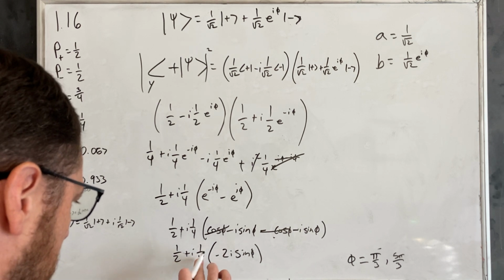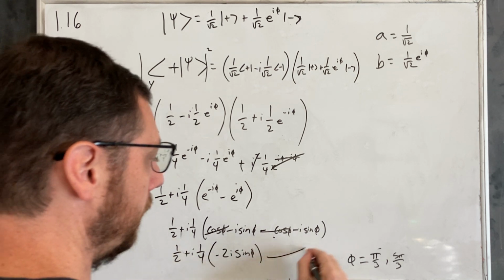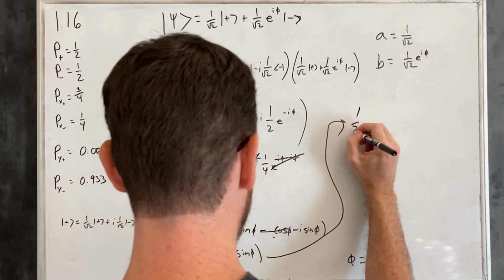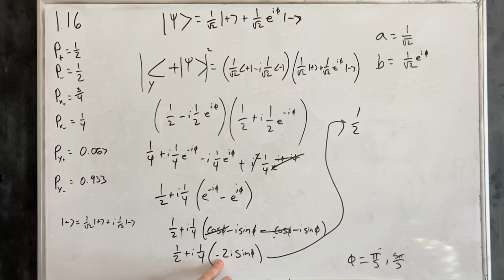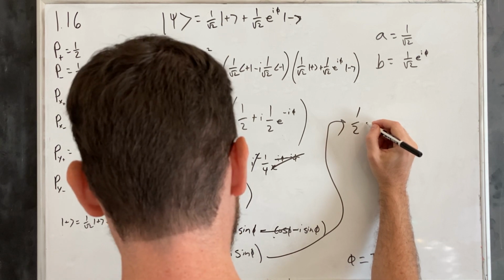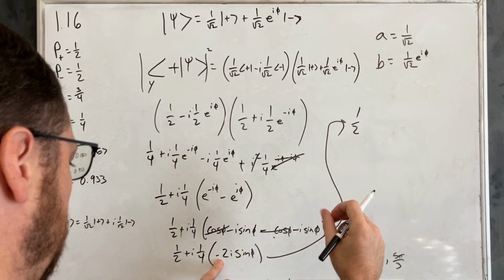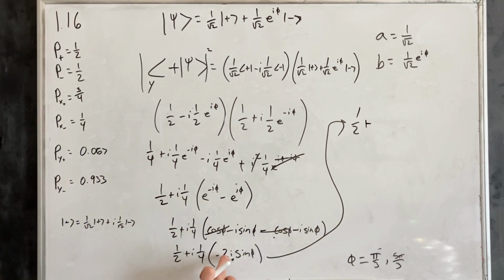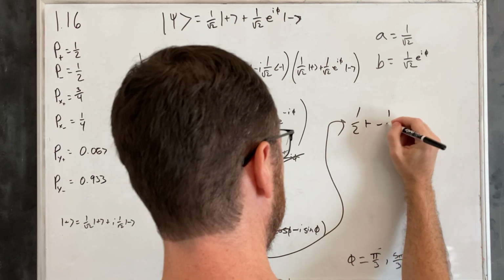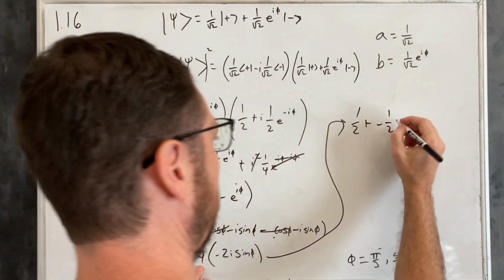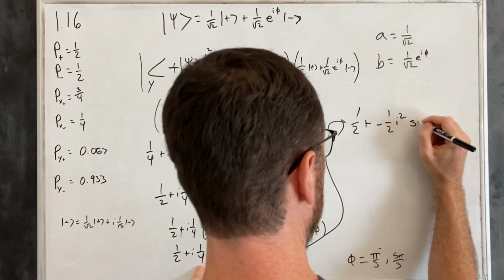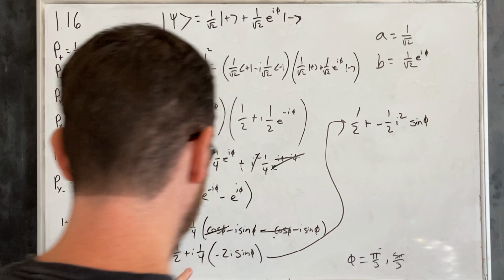And let's go ahead and distribute this I. Let's see if I can do two steps at once here. The 1/4 and the I here. So we'll have a 1/2, negative 2. I'll just write this out. We're gonna have 2 and 1/4 make 1/2. This is going to end up being negative 1/2 I squared sine phi. I think I did that right.